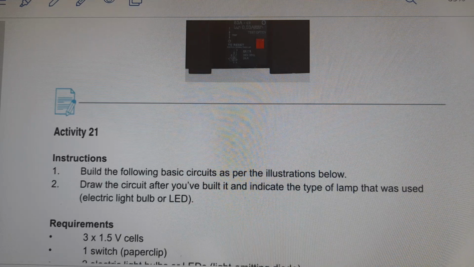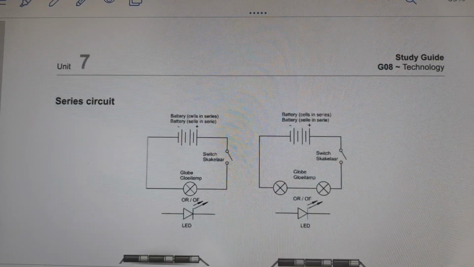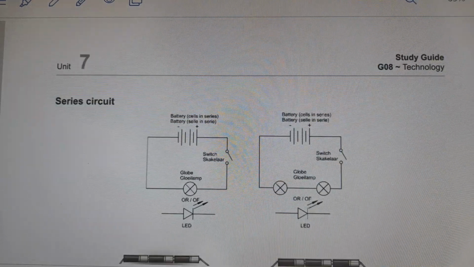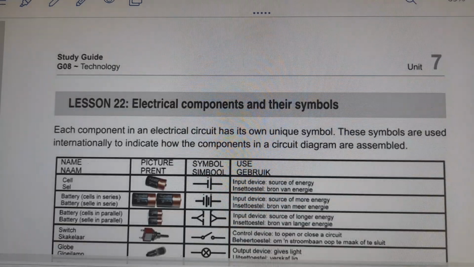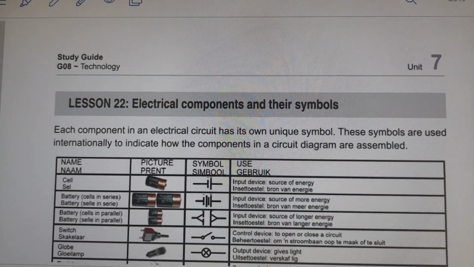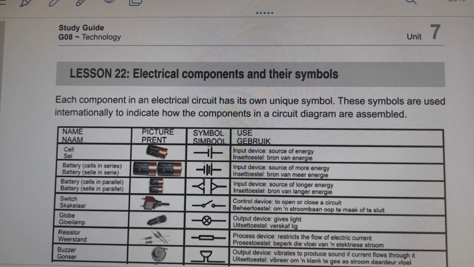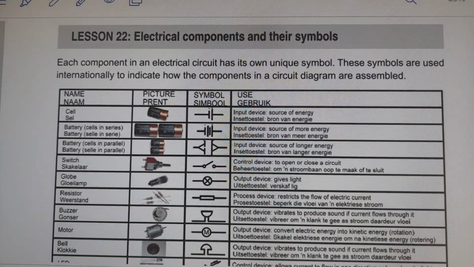Then we will move straight to page 179, to lesson number 22. Lesson number 22 is easy. You have already done this. It covers the electrical components, their names, their pictures, their symbol, and their use. Very important, you need to know the use.